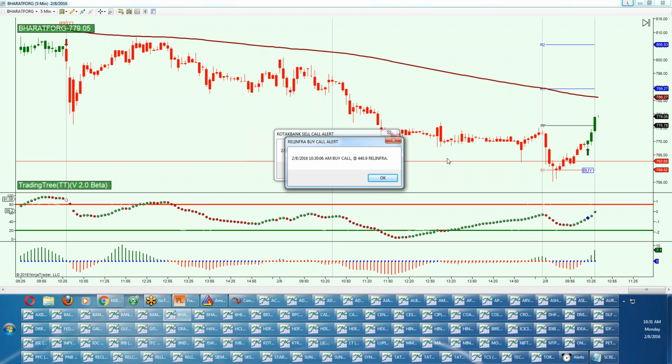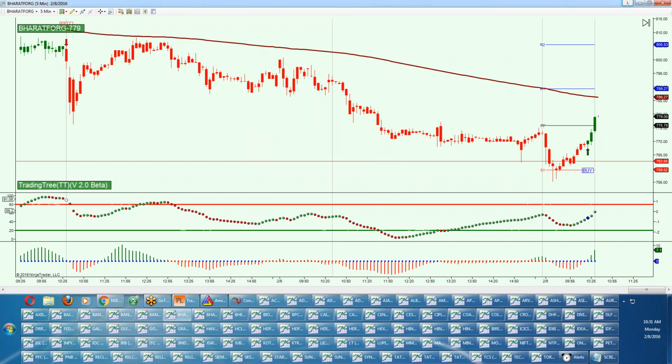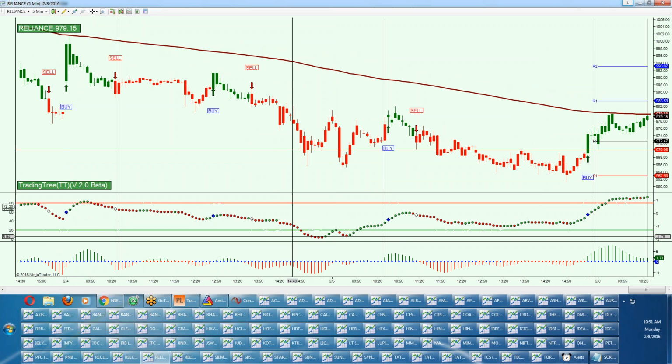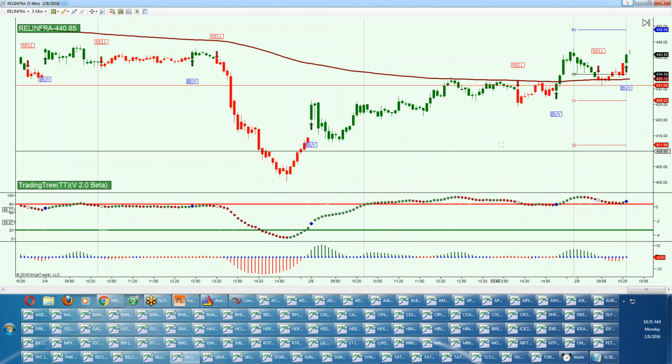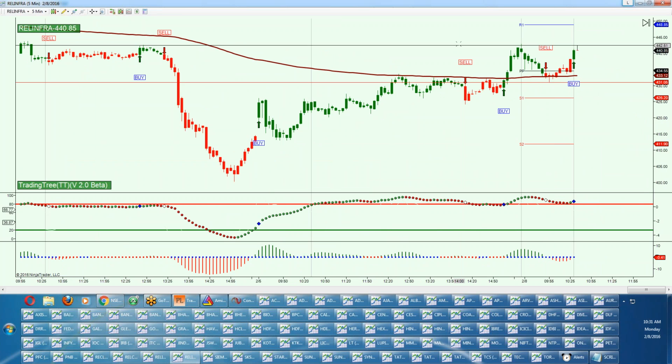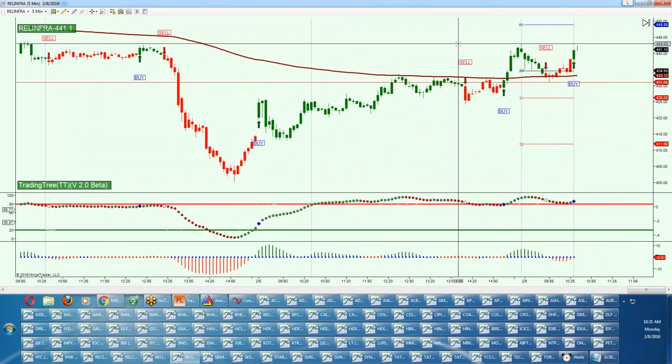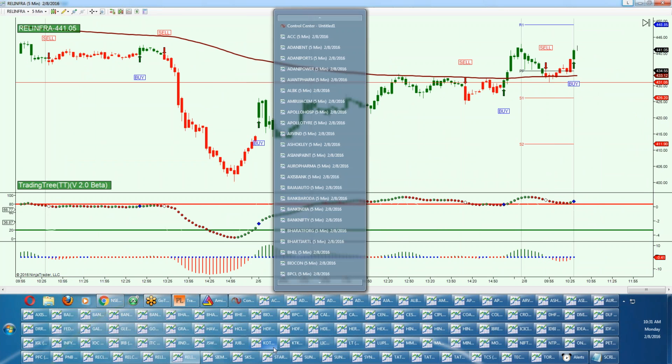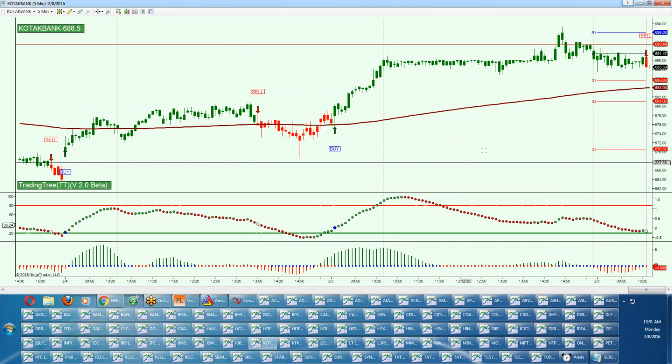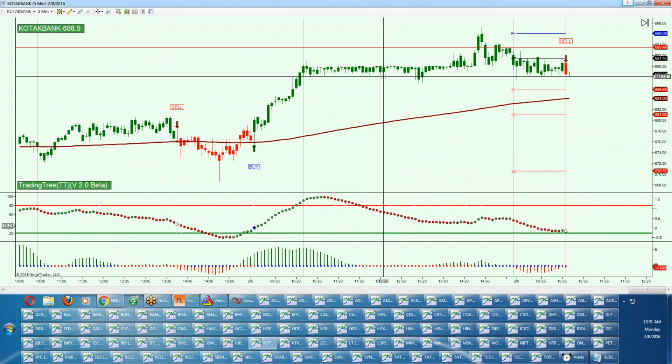So we have a buy in Rel Infra and a sell in Kotak. We can buy Rel Infra at 443. Kotak, you can short it at 687.80.